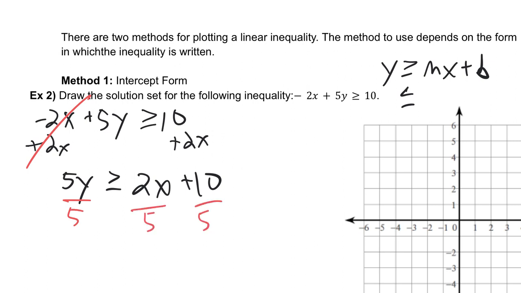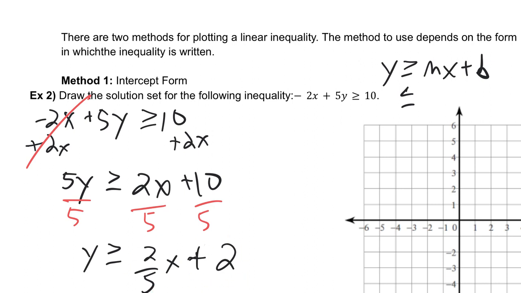And I end up with y greater than or equal to 2/5 x plus 2, okay? So that's our inequality in slope-intercept form. Okay, so now I can graph this. So remember that we've got two parts of our inequality, or our equation, whichever you're using, but in this case we're using inequalities. We've got our y-intercept, we've got our slope, okay?